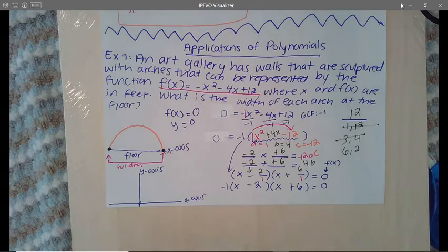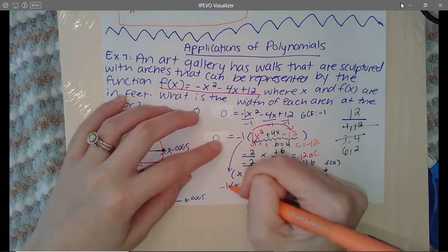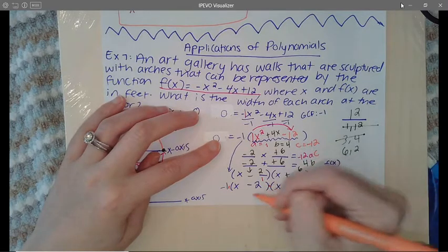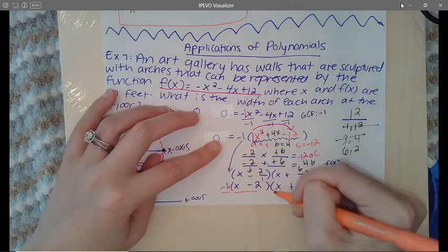Now I have 3 factors. Remember, you guys, factors are things that multiply together. They are numbers that multiply to equal another number. So these 2 are secretly separated by multiplication, and these 2 parentheses are. So I have 3 factors right now.